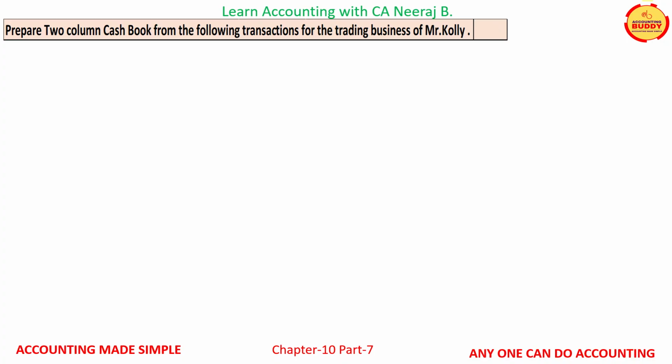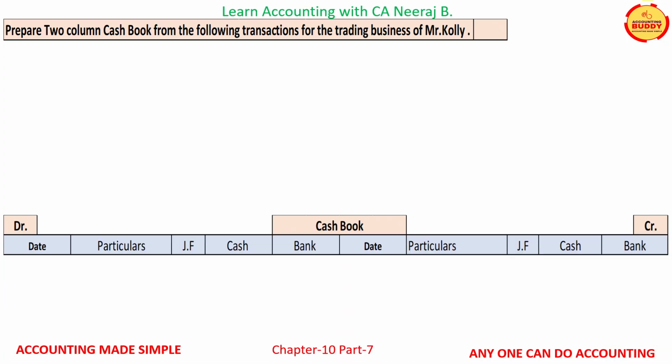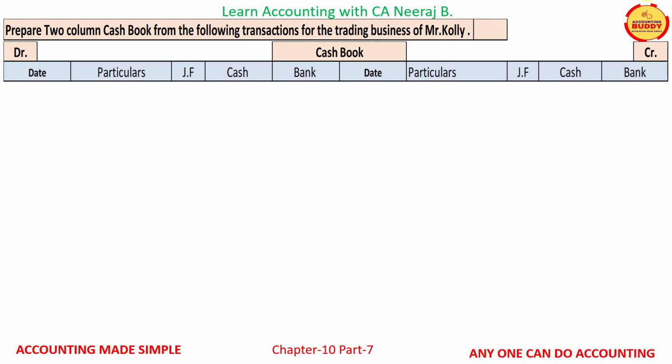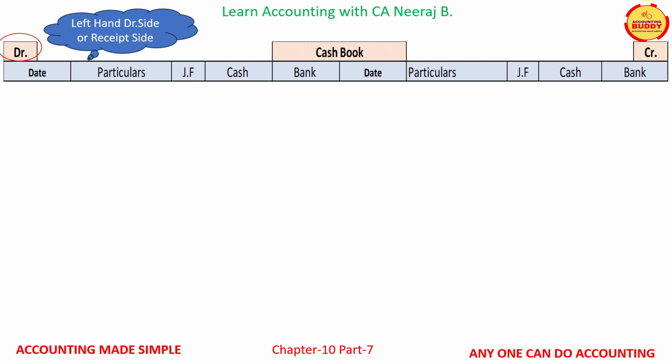Prepare a two-column cash book from the following transactions for the trading business of Mr. Kohli. The format of the double column cash book is displayed on your screens. The left hand debit side, or the receipt side, records all the receipts, while the right hand credit side, or the payment side, records all the payments.